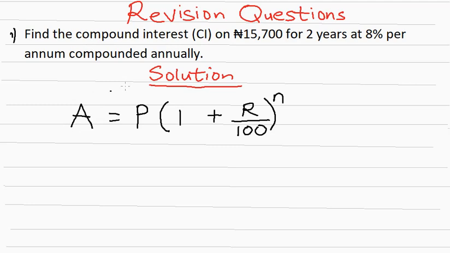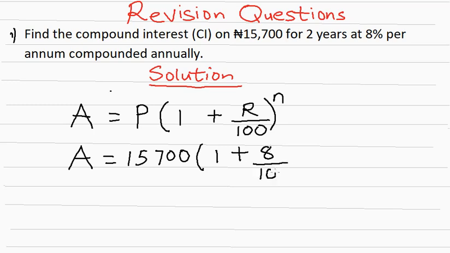And of course you can see it is very tricky. So this formula helps us to calculate the amount. After we've gotten the amount, we can now get the compound interest. Now let's get the amount first. So the amount is equal to the principal. The principal, according to the question, is 15,700. Bracket open, 1 plus the rate. The rate is 8%, then of course divided by 100. Bracket close. Raised to the power of the number of years, which of course is 2.